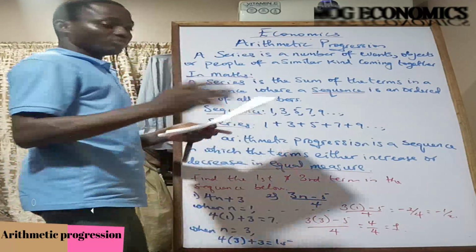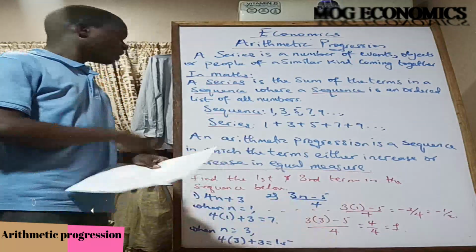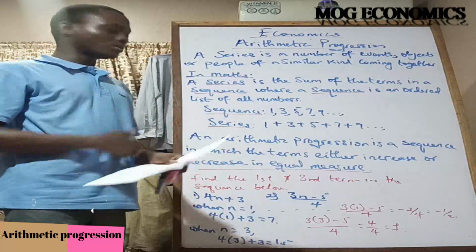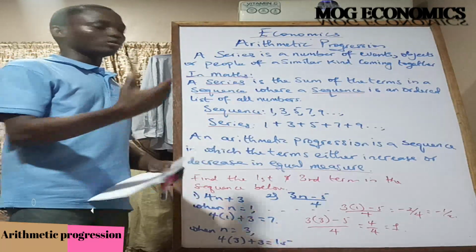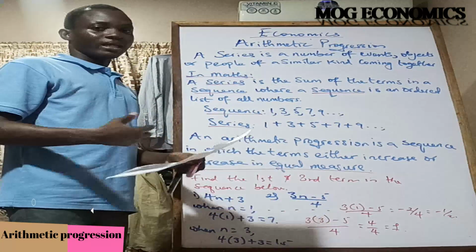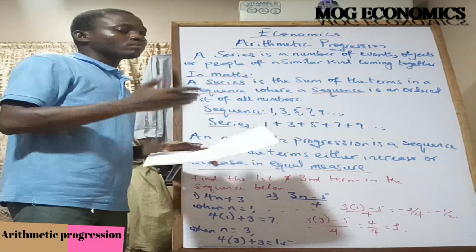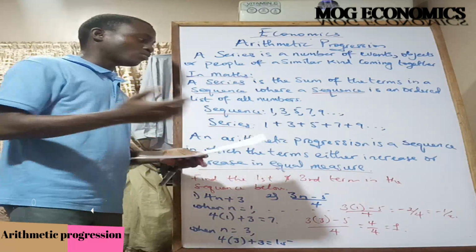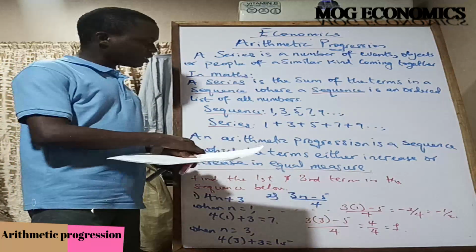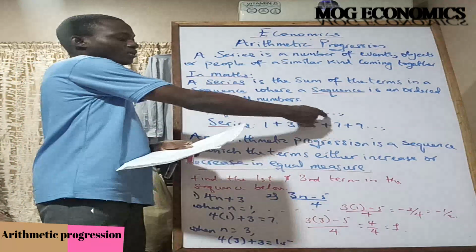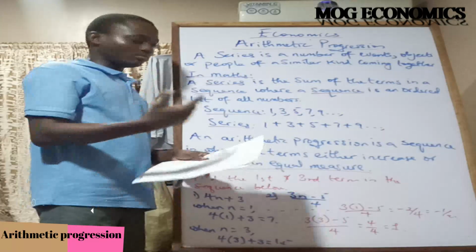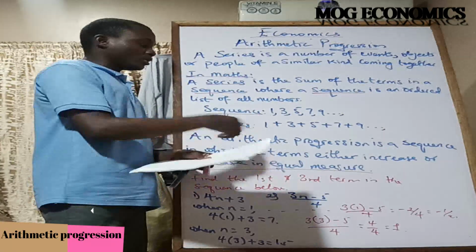Now, the thing that we really want to do in this particular lesson: what is AP, arithmetic progression? It is simply a sequence in which the terms follow each other in equal measure. So the terms increase in equal measure or they decrease in equal measure. Right. So for example, this is an example of an AP series. So how did I know? By how much are the numbers here increasing? It is constant.